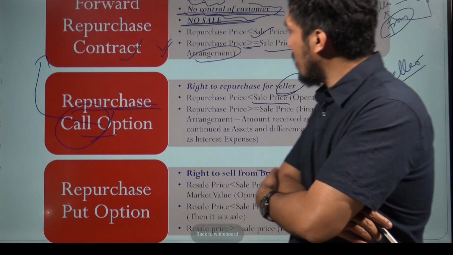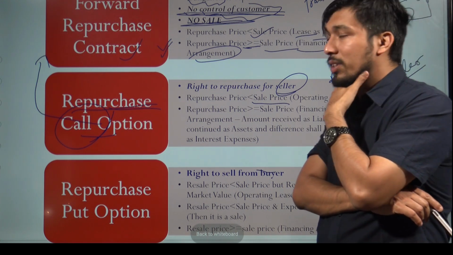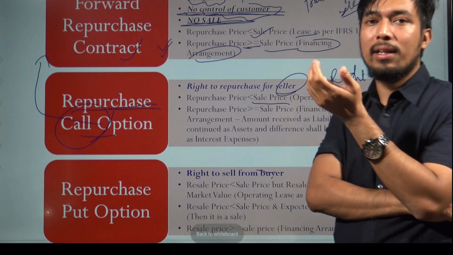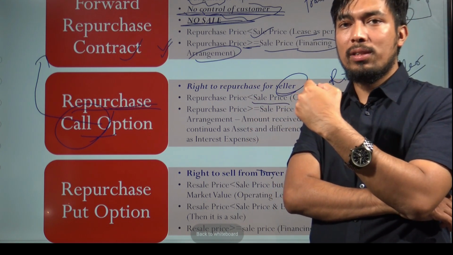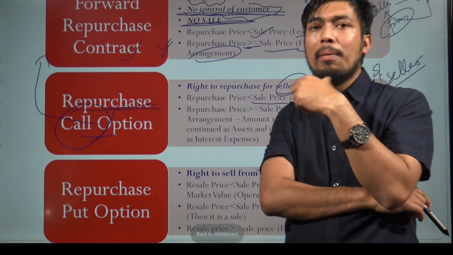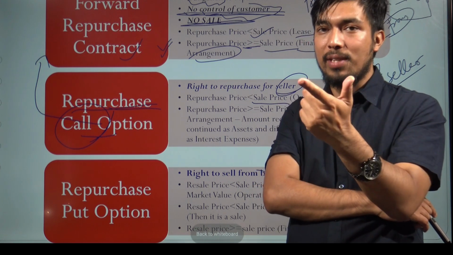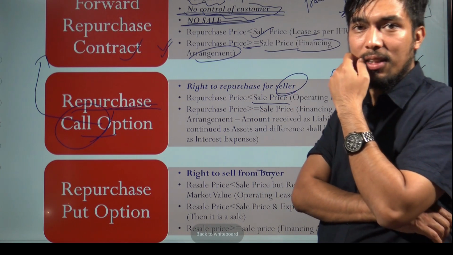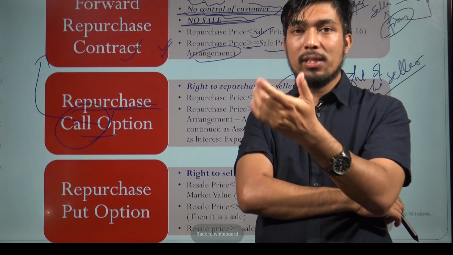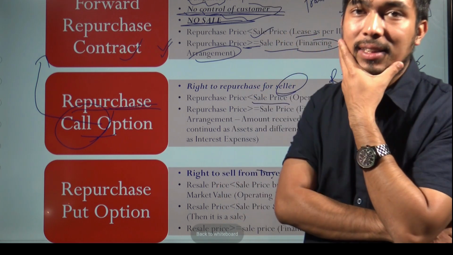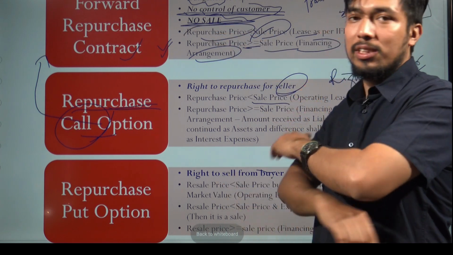So if the repurchase price is higher than the original selling price, then it will be considered as a financing arrangement, because the seller can make an agreement with the buyer to get funds from the buyer against mortgaging of the assets, and after a certain period of time the seller will repurchase that asset at a higher price than the original sale price, so it will be considered as a financing arrangement. If the repurchase price is less than the original selling price, then it will be considered as a lease. The difference between the sale price and the repurchase price is considered as lease.